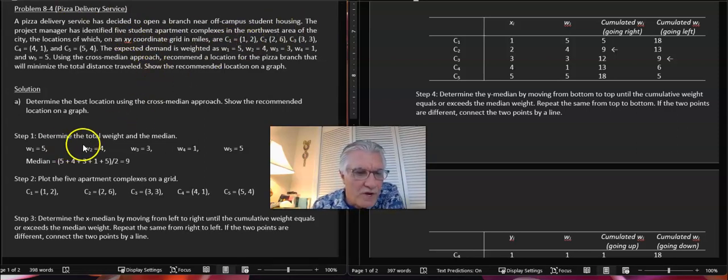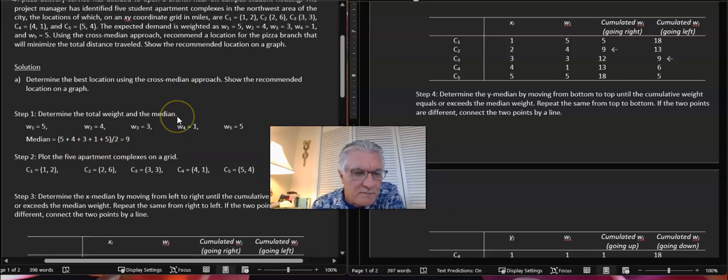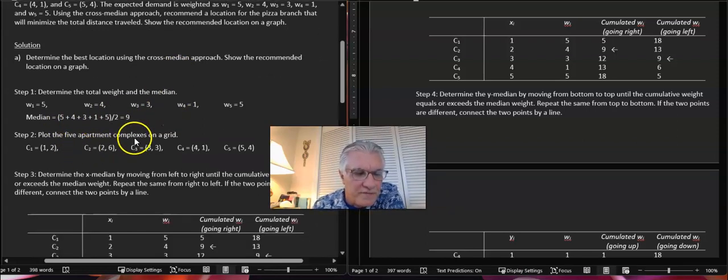So step 1 is to determine the median demand point. So if you have demands of 5, 4, 3, 1, and 5, that's a total of 18. So the midpoint of that is 9. It's not really the median as you think of a median where you have an equal number higher and lower. It's more of the midpoint of a total demand of 18. So we get 9. Next thing we do is we plot the 5 apartment complexes on a grid.